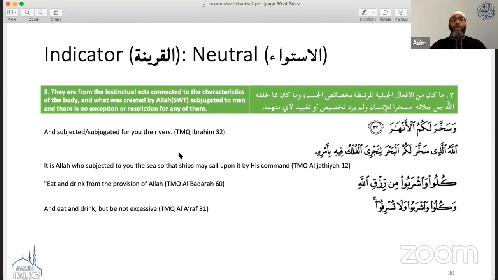Okay. Now, the third indicator is that they are instinctual actions, acts connected to the characteristics of the body, and what was created by Allah subhanahu wa ta'ala and subjugated to man. Again, there's no exception or restriction for any of them. I think the examples clarify what it means: the things which are instinctual actions of human beings, or the things that Allah subhanahu wa ta'ala has subjugated to man.